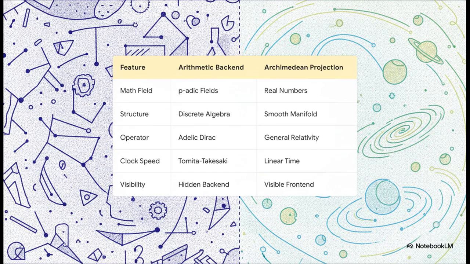We're talking discrete, non-commutative algebra driven by Adelic Dirac operators. But the front end? That's the Archimedean projection. That's the smooth, continuous 3D reality governed by real numbers and general relativity. It's basically perfectly designed to hide the immense chaotic mathematical complexity churning right underneath it.